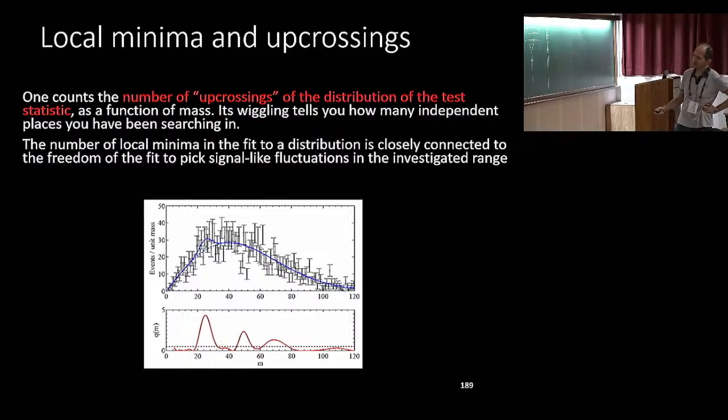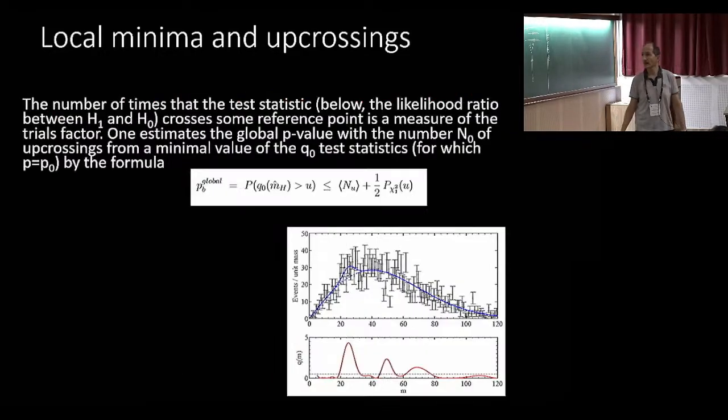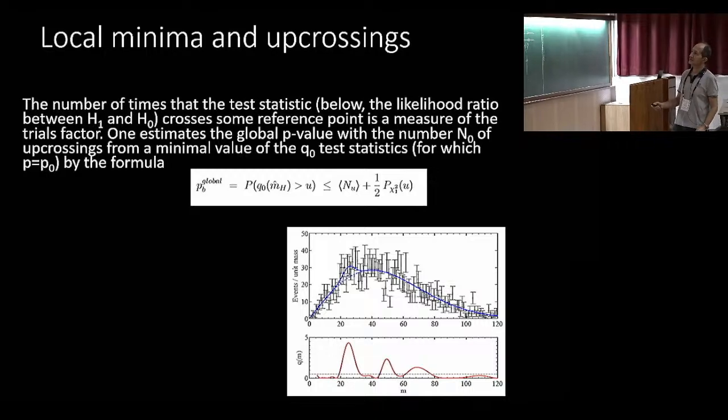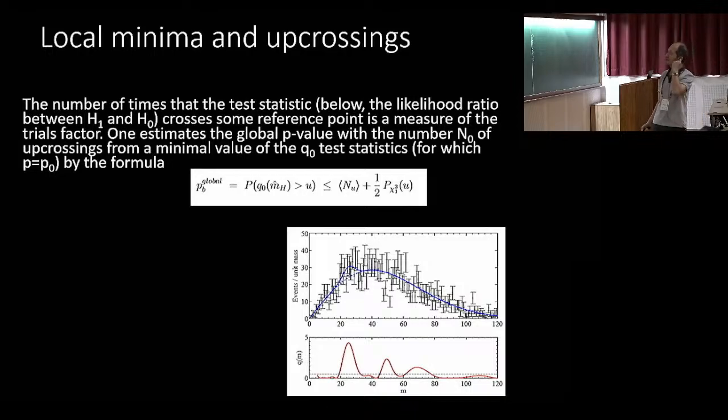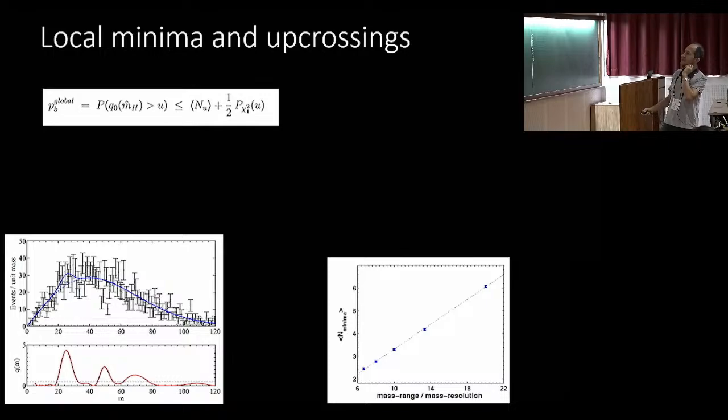So you say, okay, this test statistic has fluctuated a certain amount because I was looking for it many, many times, but it is correlated. If I look for a signal here, or if I look for a signal very close to it, the test statistic will not be able to change by a large amount. So by looking at the number of up crossings above a certain reference level, I'm actually estimating how much this test statistic fluctuates around. That means how many times I have been looking for different bumps in this spectrum. And then I can derive a correction from the local significance to the global significance by adding the number of up crossings. This is the formula that Gross and Vitells came up with. And you can show that it has good properties and that it tracks the number of possible independent realizations of this search.